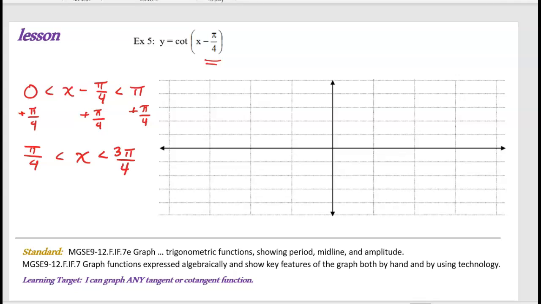So now, pi over 4, 2 pi over 4, 3 pi over 4. Now I'm going against my own word. I told you guys a minute ago don't do this, but I'm doing it, and that's okay. If you're going to graph more than one full period, that's perfectly fine. So we have vertical asymptote at pi over 4, vertical asymptote at 3 pi over 4.